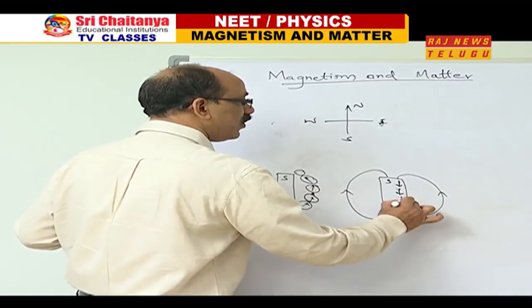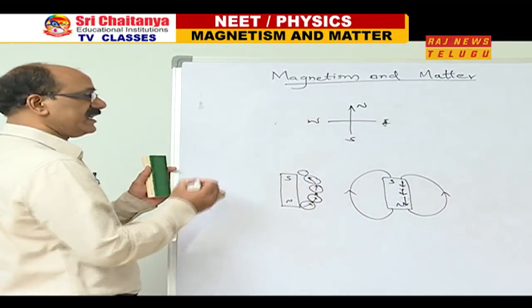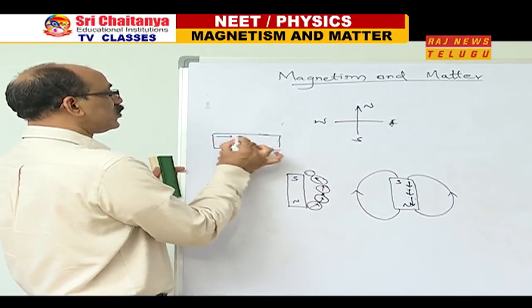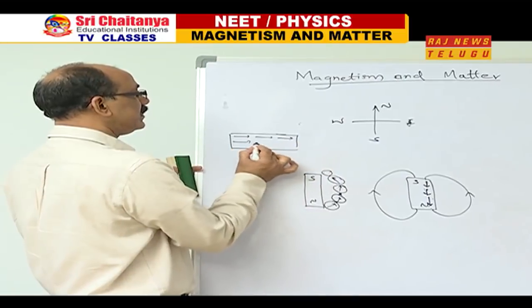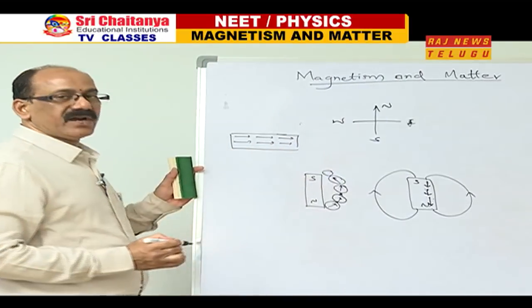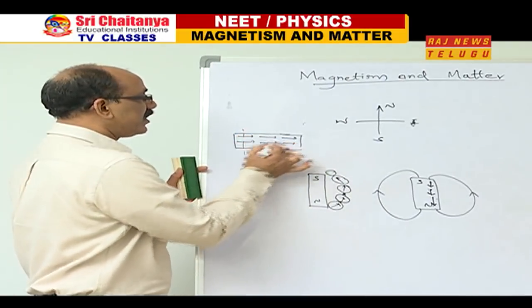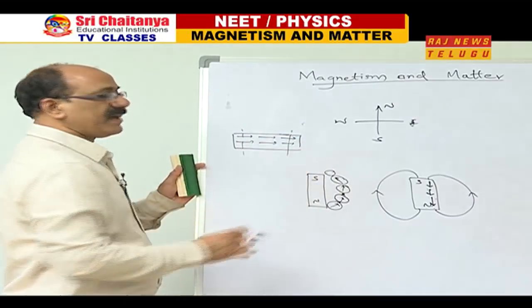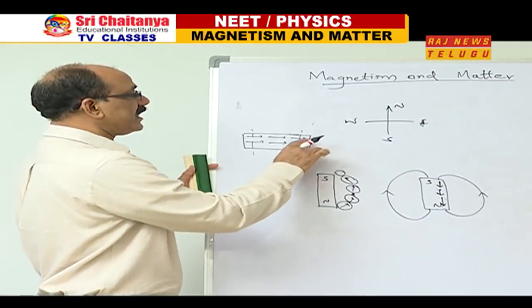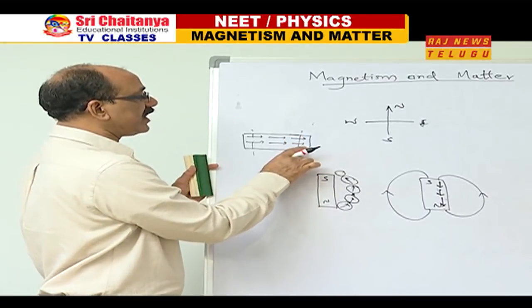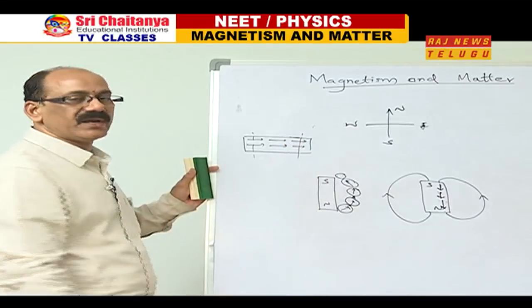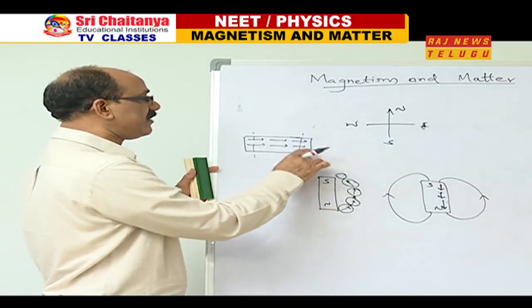Why is it south pole? Why is it north pole? Already we discussed. In a magnet, there are so many molecular magnets. These happen to be arranged in an orderly manner. So from here to here, the effects of north poles are balanced by south poles, but this free end will behave like a north pole because the effects of these molecular magnetic north poles are not balanced by anything.